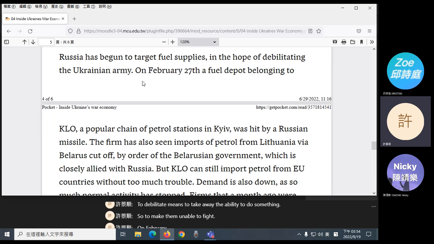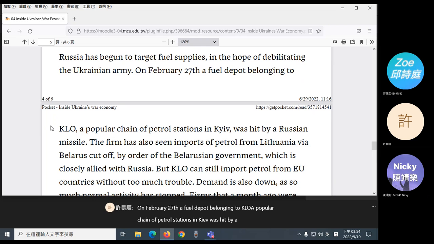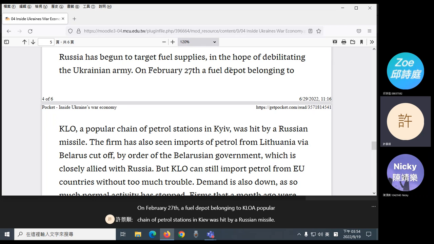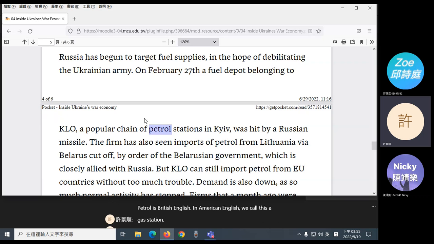On February 27th, a fuel depot belonging to KLO, a popular chain of petrol stations in Kyiv, was hit by a Russian missile. A depot is where you store things, where you keep things. So a fuel depot is where this company keeps its fuel. What is KLO, this company? A popular chain of petrol stations. Petrol is British English. In American English, we call this a gas station. So it's a popular gas station in Kyiv, and its fuel storage was destroyed by the Russians.